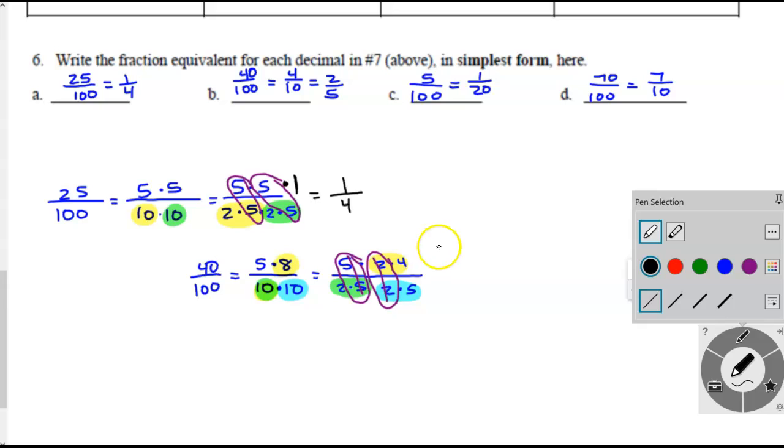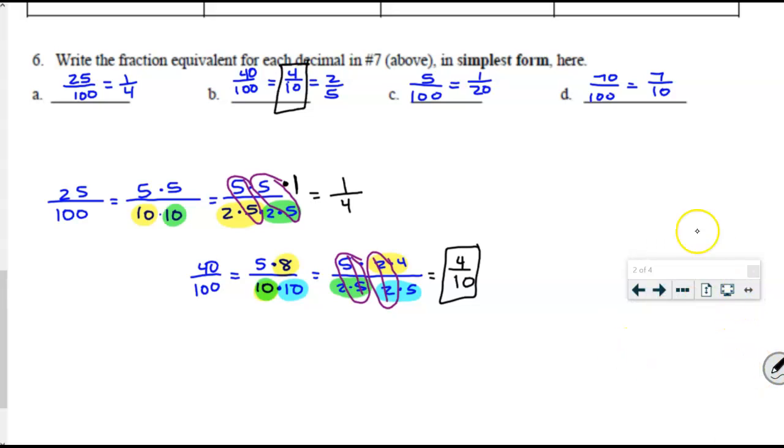What do I have now? Left in the numerator, I have just 4. And in the denominator, I have 2 times 5, which is 10. Huh. Isn't that interesting? Look at where I got to. Am I done simplifying? Nope. We still have something else, right?